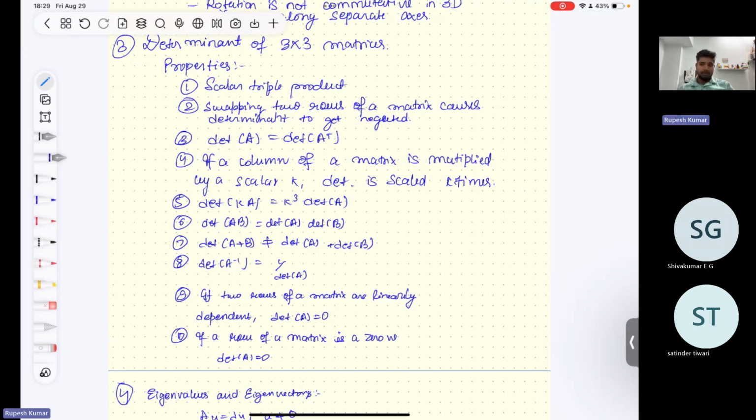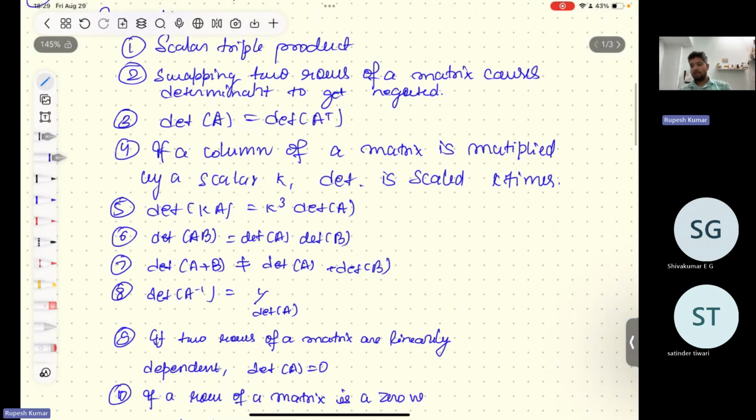There are some properties of determinants that you saw in the lectures, and we will solve some problems on them. Swapping two rows of a matrix causes the determinant to get negated. The determinant of A and the determinant of A transpose are the same. If a column of a matrix is multiplied by a scalar k, then the determinant is also scaled k times. If you are multiplying all three columns by k, it becomes k cubed times. For example, determinant of kA is equal to k cubed times determinant of A.